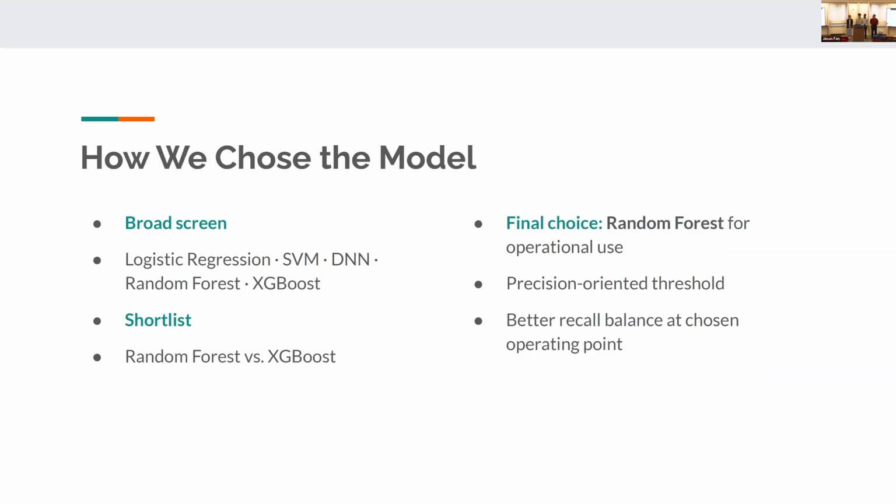And how we chose the model. We first screened 5 model families and then narrowed down the comparison to 2 finalists, random forest and XGBoost, for further hyperparameter tuning. With a precision-first threshold, random forest turned out to give a better operational balance, making the precision comparable while preserving more recall. It could catch more truly risky trips without moving too far away from our conservative alerting goal. So we selected random forest as the model we carried forward.